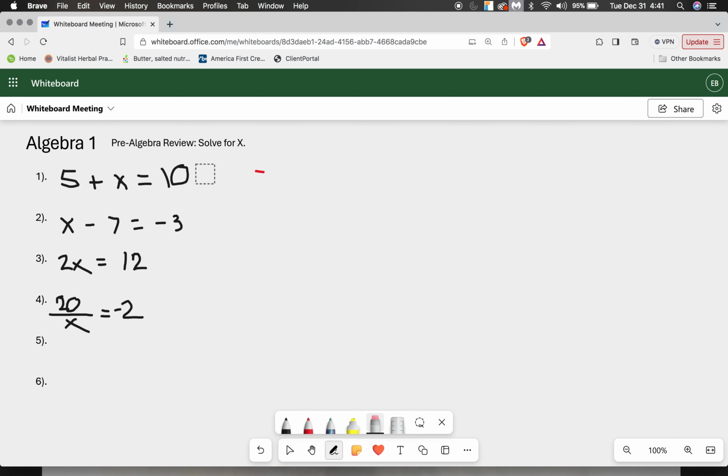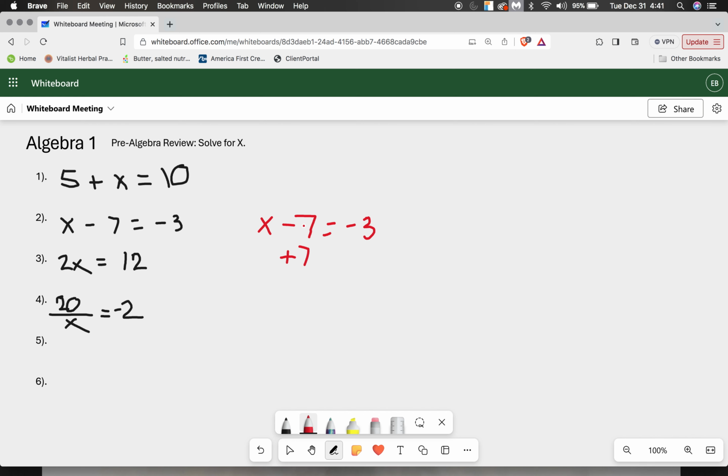Okay, so looking at problem 2. We're just going to do it the algebraic way this time, even though you could probably figure out what the answer is. But let's just do it the algebra way. X minus 7 equals -3. Well, once again, we want to get x all by itself. That's what it means solving for x. X all by itself, so we know what it equals. How do we get rid of this -7? Well, in this case, we would add 7, because -7 plus 7 equals 0.